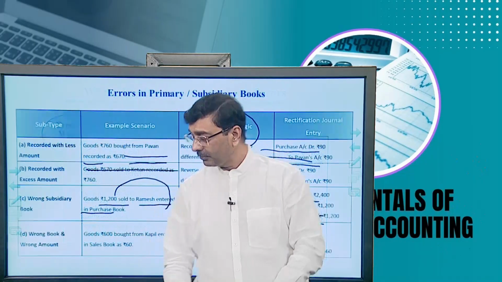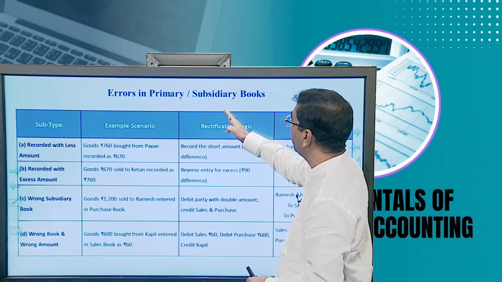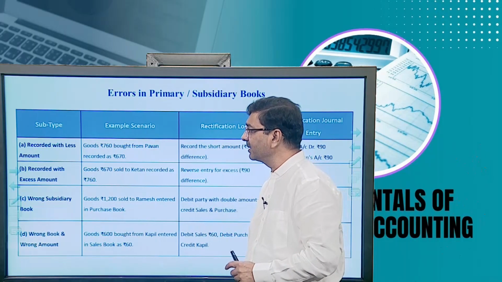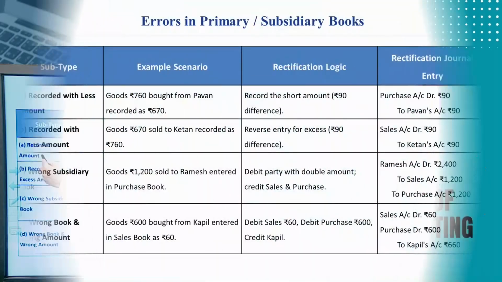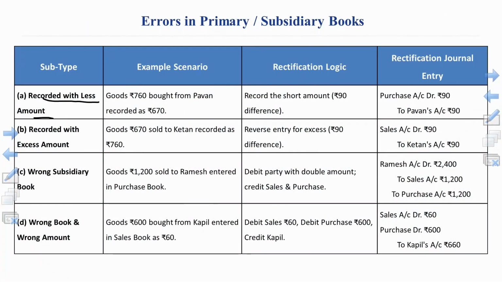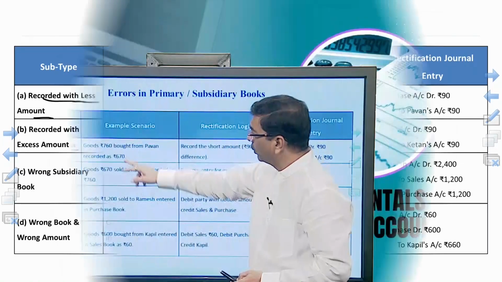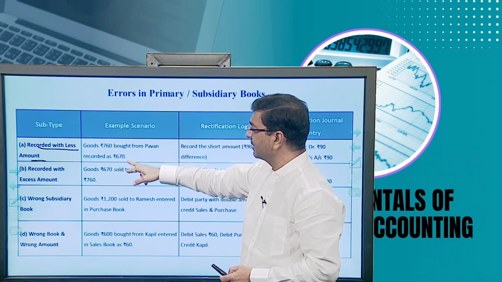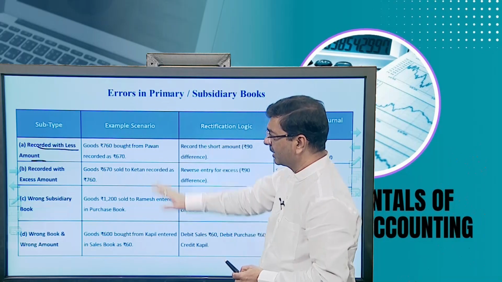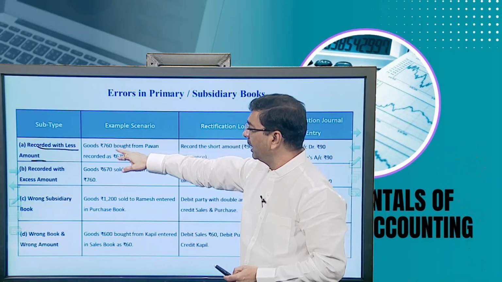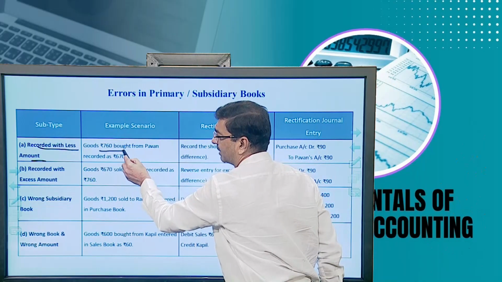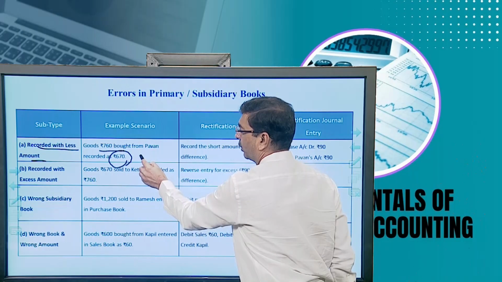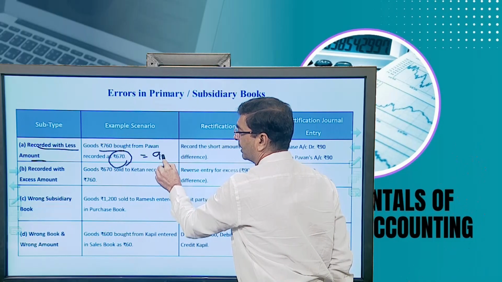Now moving to the next, errors in primary and subsidiary books. What kind of transactions are there? The first possibility is a subtype recorded with a lesser amount. Example: goods of rupees 760 bought from Pawan recorded as 670. So this is recorded with the lesser amount. Actually how much was the amount of goods purchased? 760, but it was recorded as how much? 670. So what is the difference? The difference was 90 rupees.